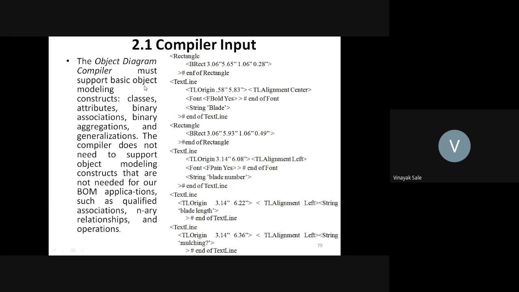The object diagram compiler must support basic object modeling constructs: classes, attributes, binary associations, binary aggregations, and generalizations. The compiler does not need to support object modeling constructs that are not needed for our bill of material applications, such as qualified associations, n-ary relationships, and operations.